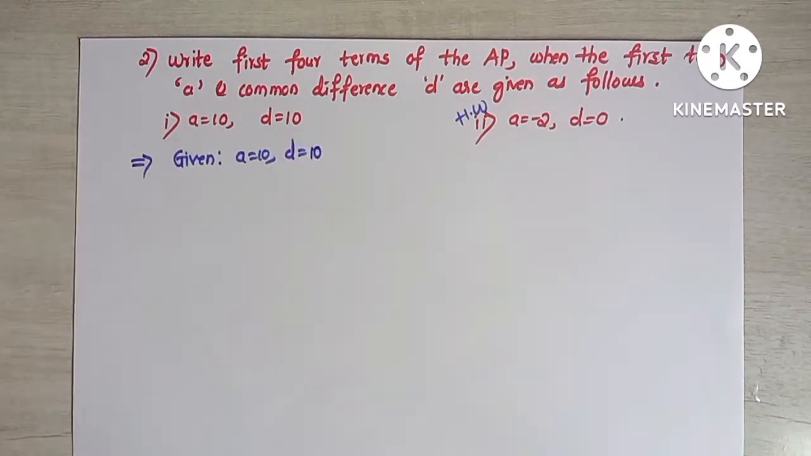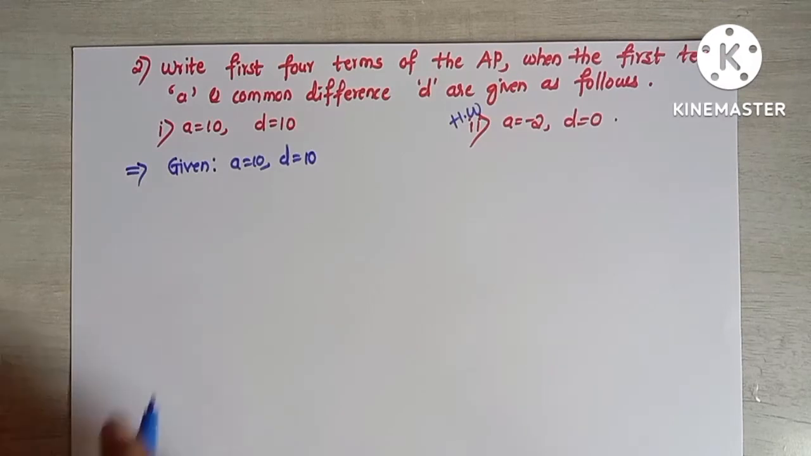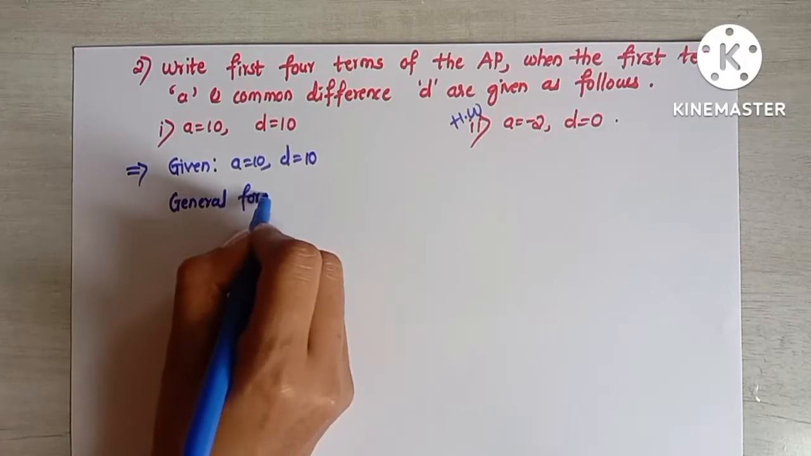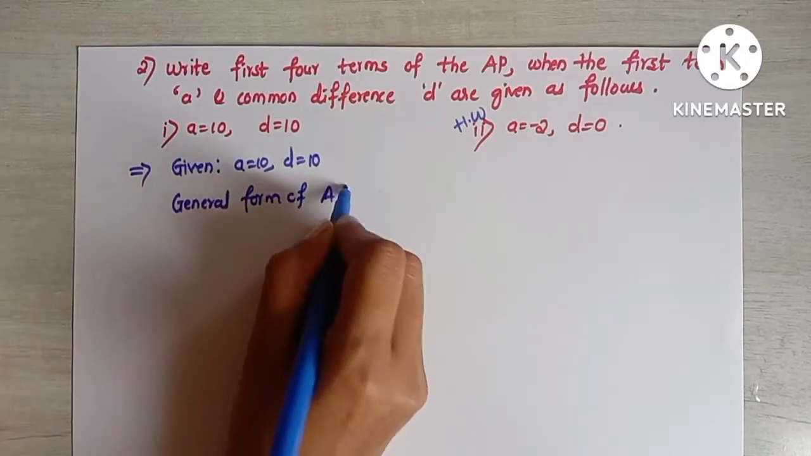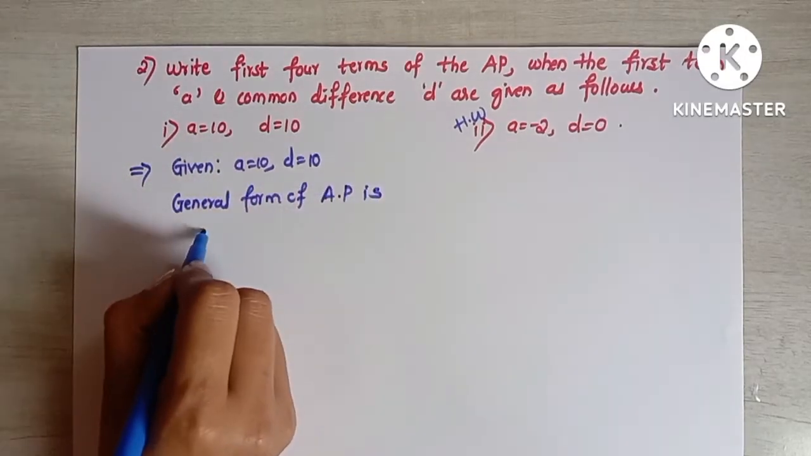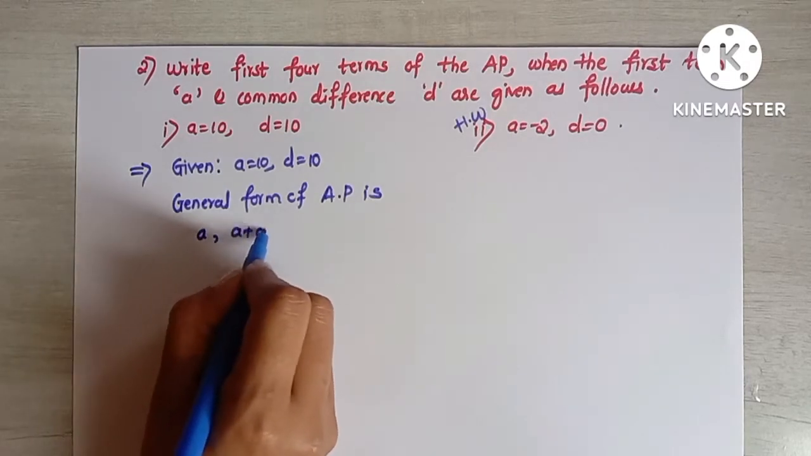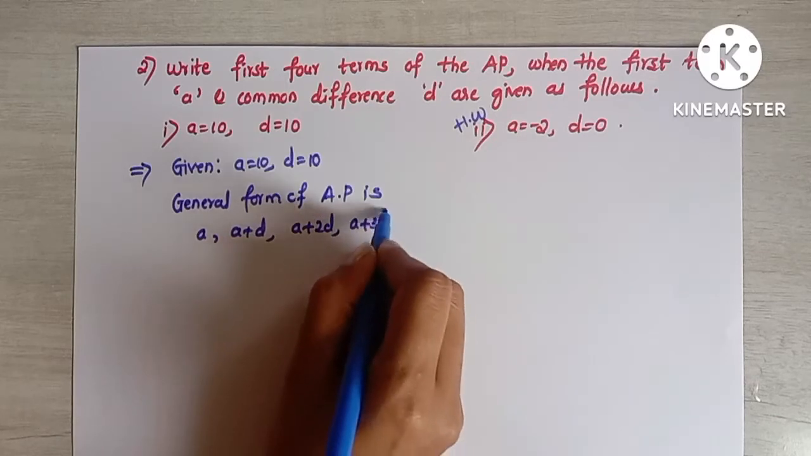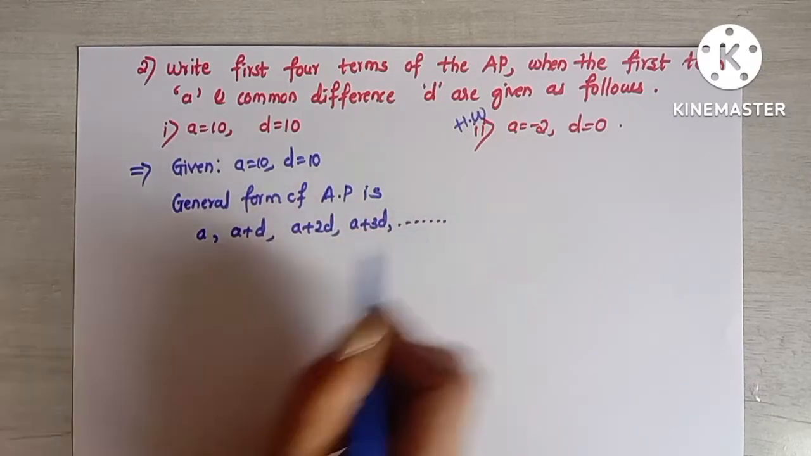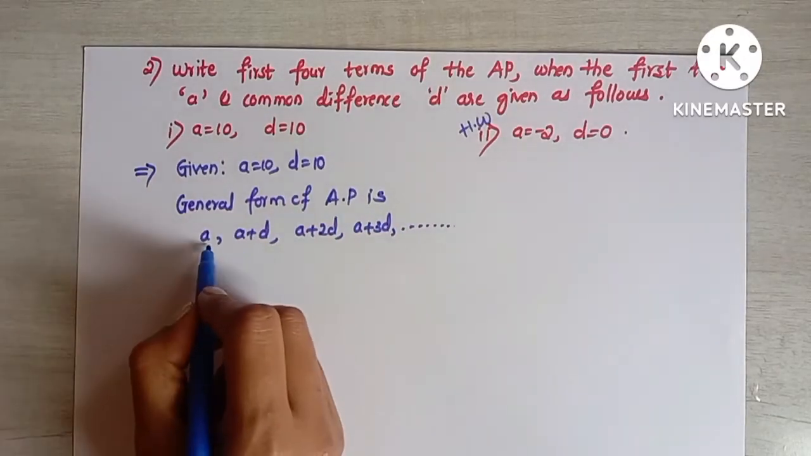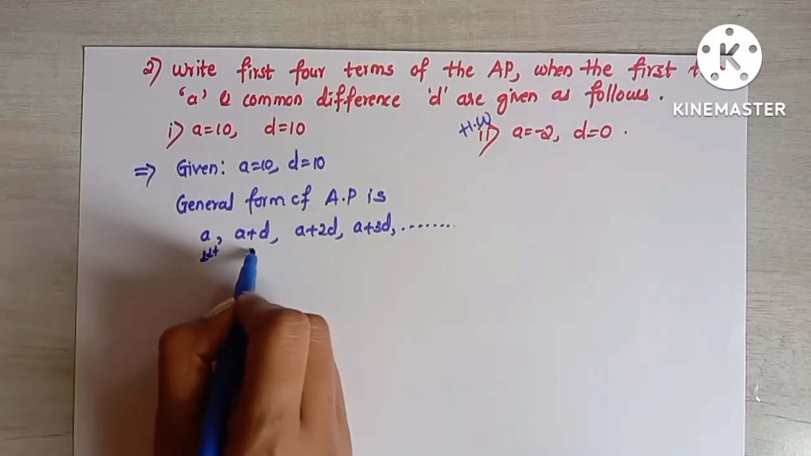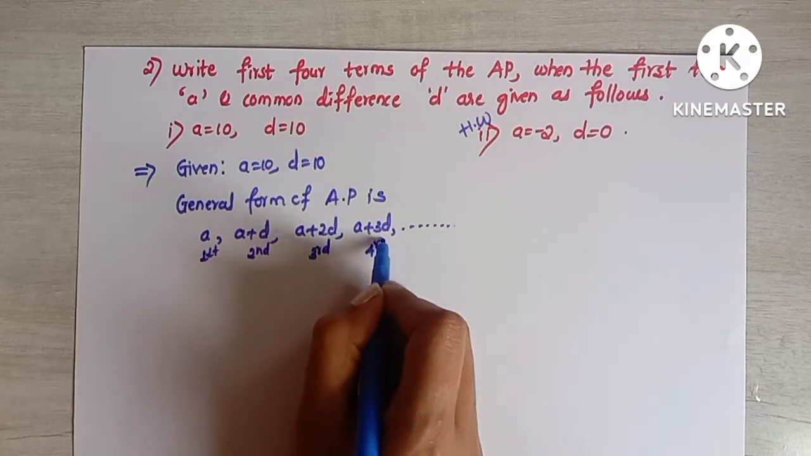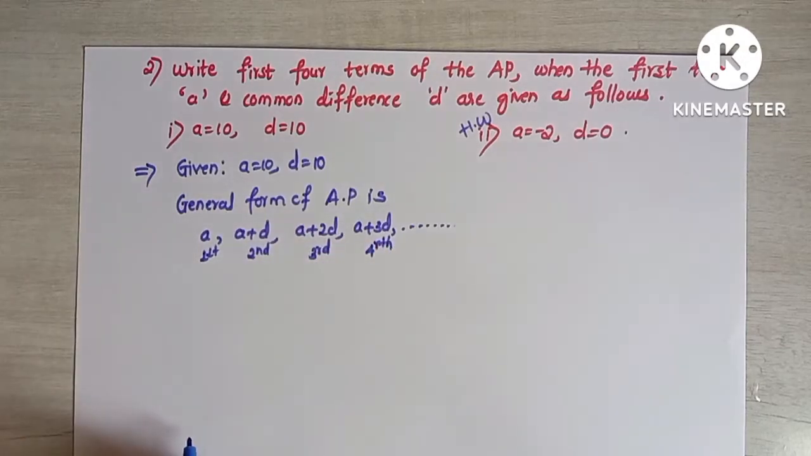Okay. So what is the general form of AP? The general form of AP is A, A plus D, A plus 2D, A plus 3D and so on. So this is the first term and this is the second term and this is the third term and this is the fourth term. Okay.